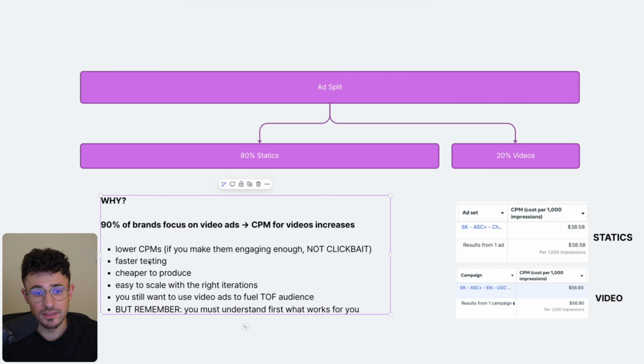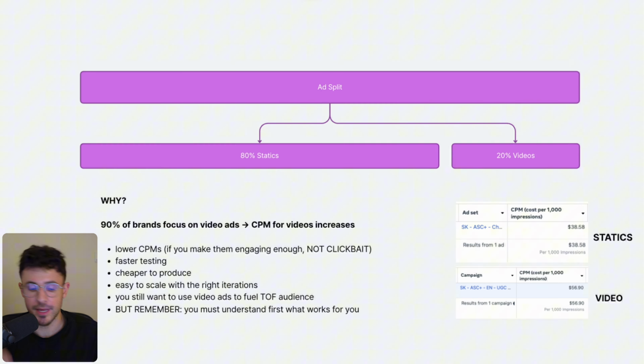Faster testing: you can produce static images much faster compared to videos, and they can be unique, because to produce a unique video, you need a unique ad. With videos, you can produce variations, of course, but it's much more difficult. It takes much more time, and probably you need to pay more, if you're working with an agency or whatever. Cheaper to produce. Easy to scale. This is very straightforward, by the way. Easy to scale with the right iterations. So when you're scaling an ad, and you can make different variations of that, then you can easily scale them.